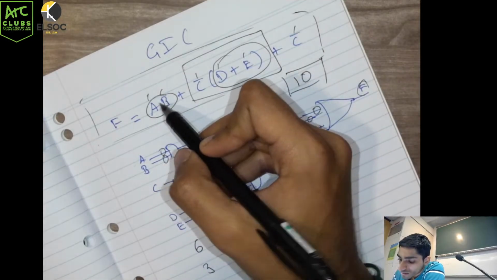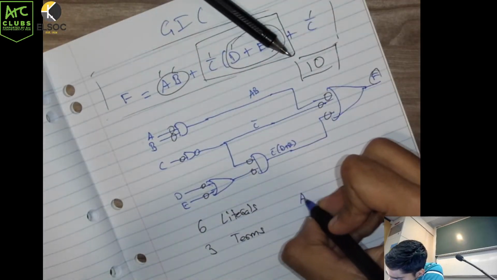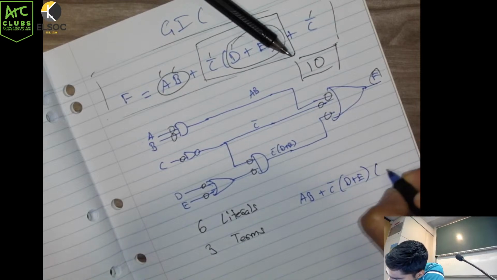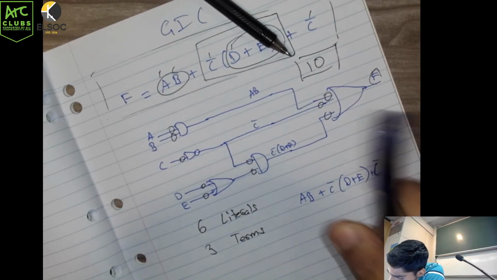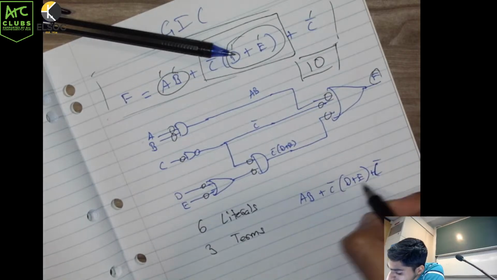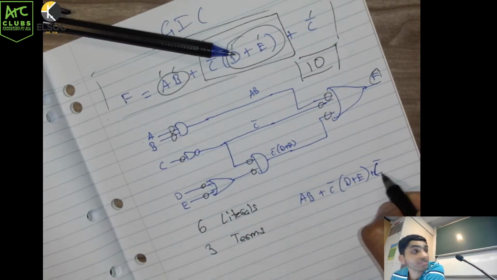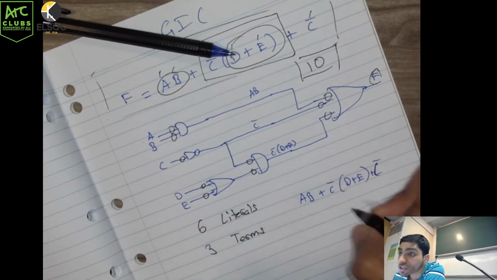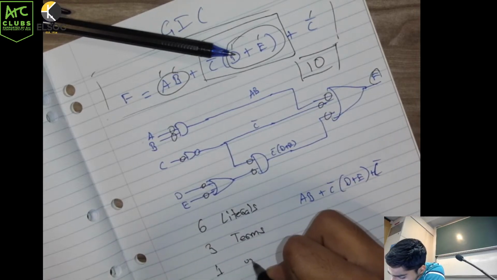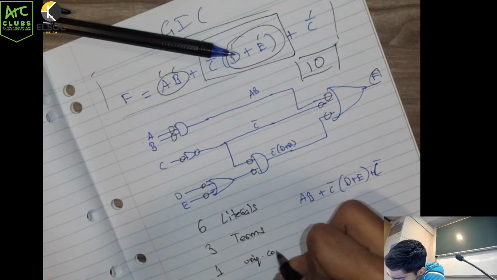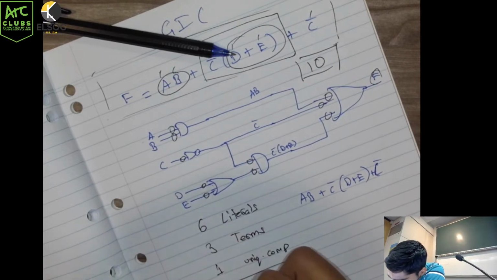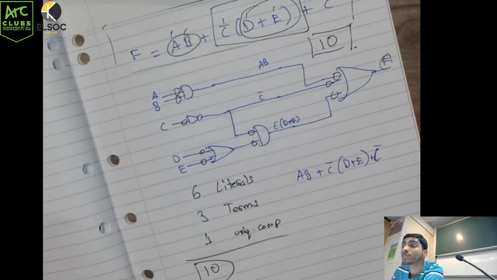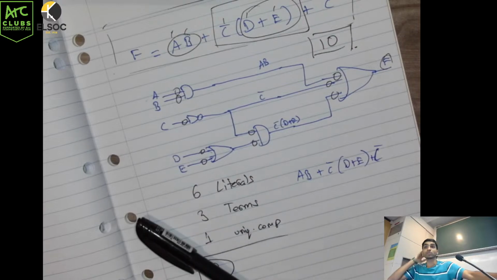We see that, well, if I redraw the function, AB plus C naught D plus E plus C naught, you'll see here that we have 2 complements here, C naught and C naught. However, they're the exact same, they're not unique, therefore we only have one unique complement. So that's one unique complement. Add those up, you get 10, which is exactly what we calculated when we drew it out. Does that make sense? This is gate input cost question.